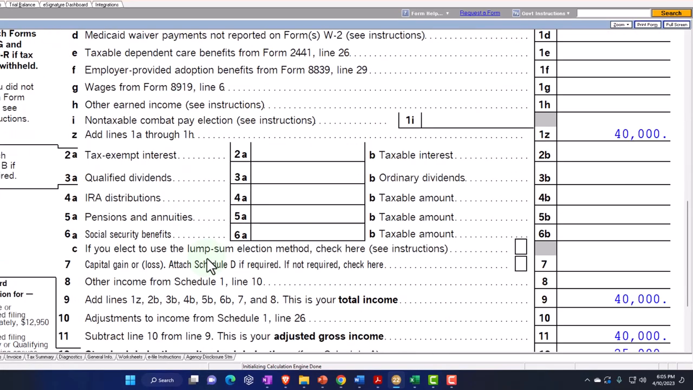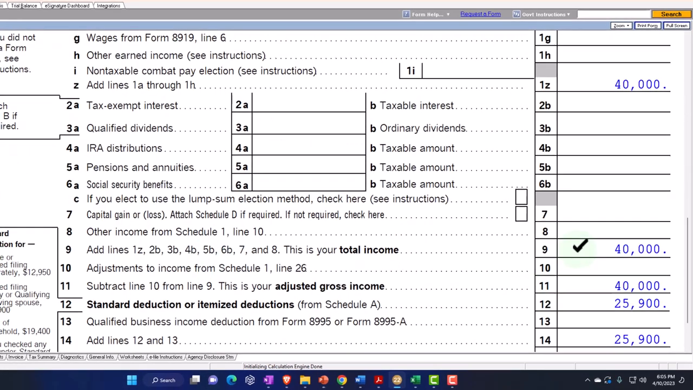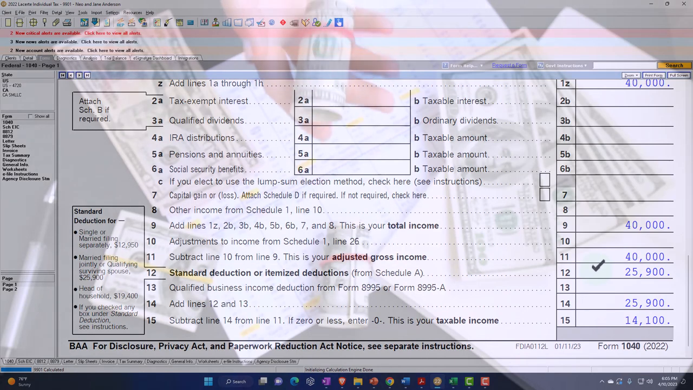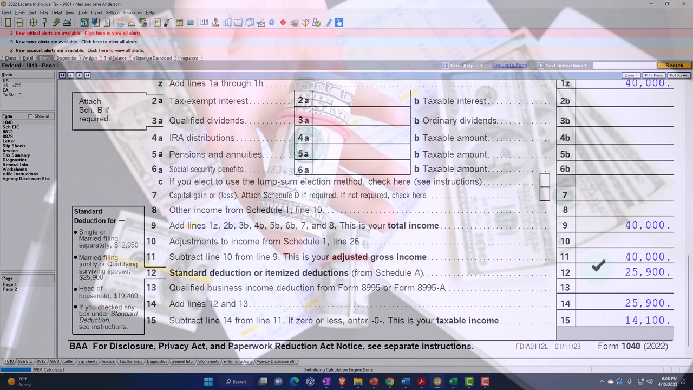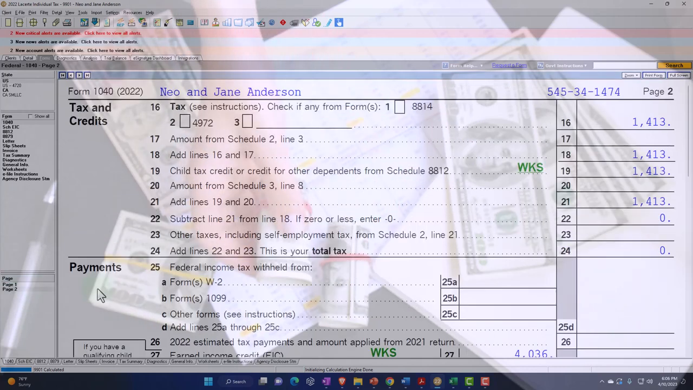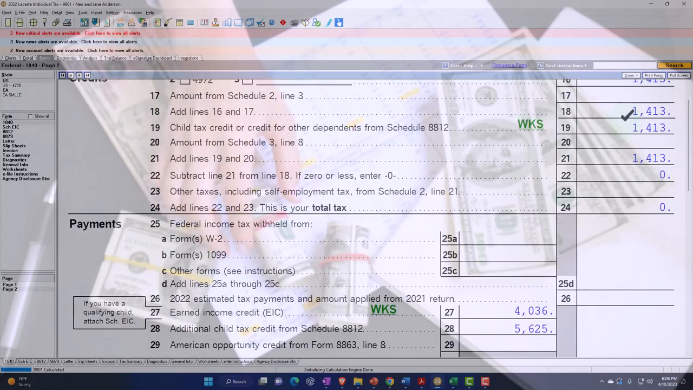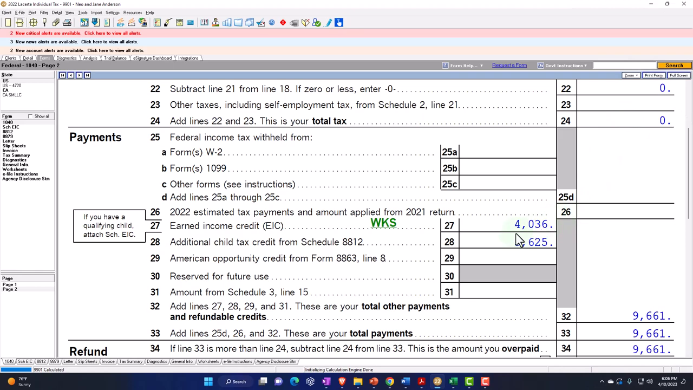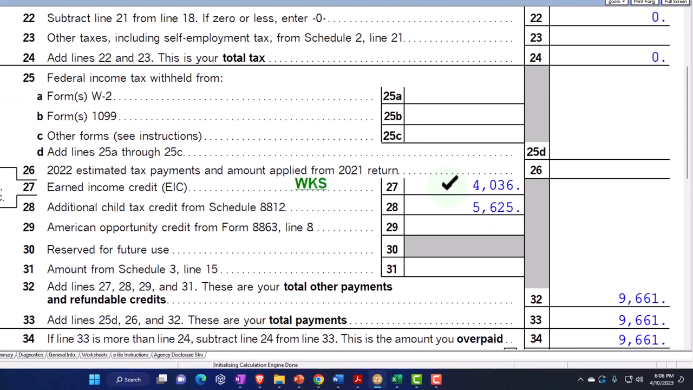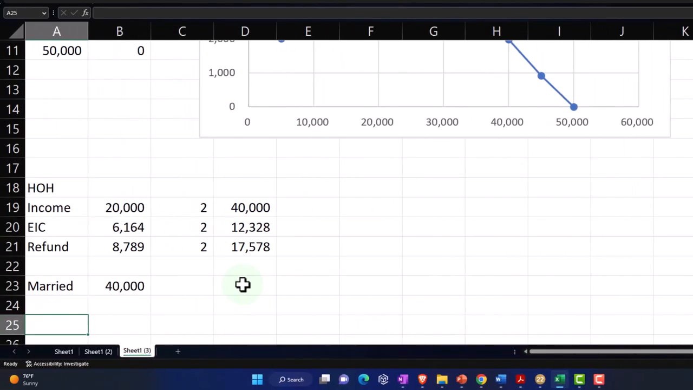And we'll say, okay, so now we doubled the income to 40,000. It doubles the standard deduction, which is great. That's what we would kind of expect to happen when you get married generally, because everything would have to kind of double because now you've got two people. And so that adjusts here. If I go to page number two, the tax is now calculated at the 1,413, but now the earned income credit is 4,036.